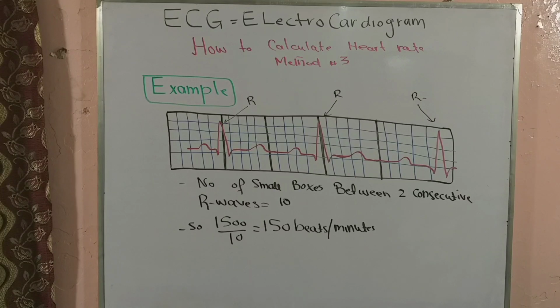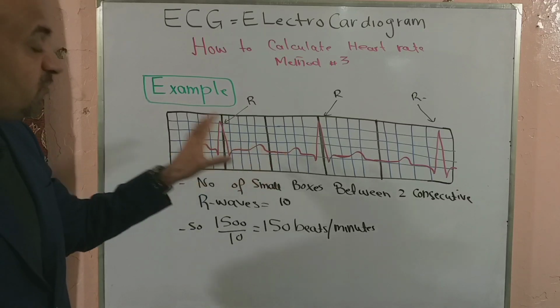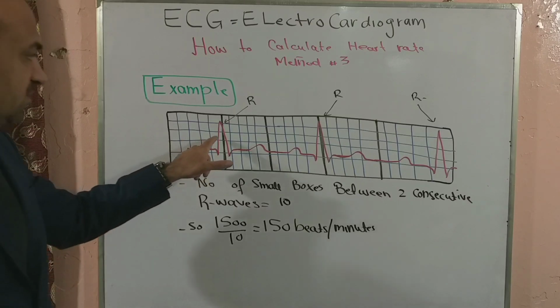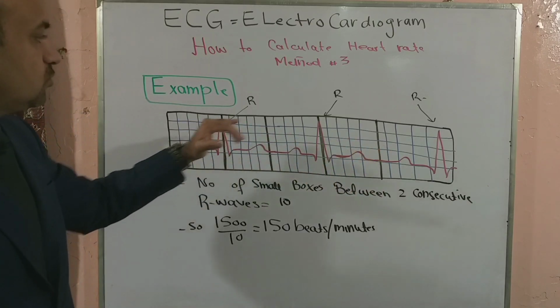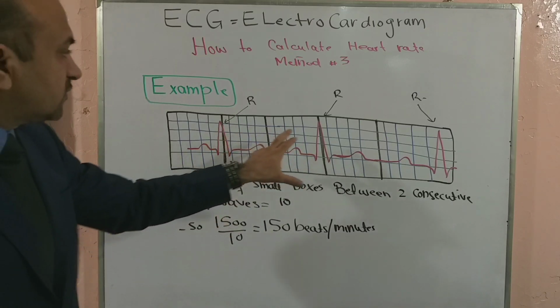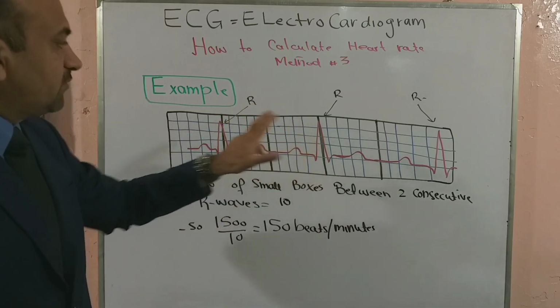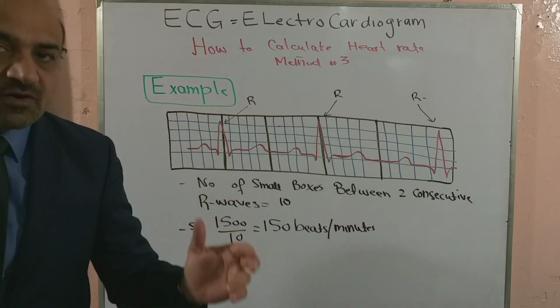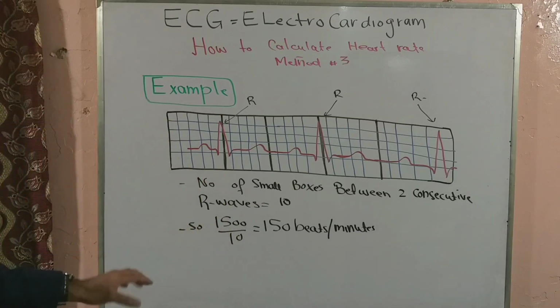Now take another example for the method number 3. In this ECG tracing, we have got these R waves which are definitely part of the QRS complexes. Here you see that there are 3 R waves, but these 2 R waves are the consecutive R waves. Now we count the number of the small boxes in between these 2 consecutive R waves, because there are 2 large boxes and each large box has got 5 small boxes. So the number of the small boxes between these 2 consecutive R waves is 10.